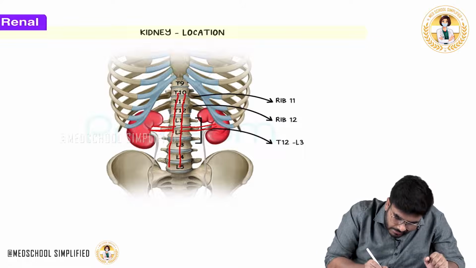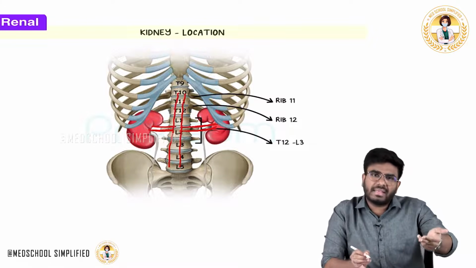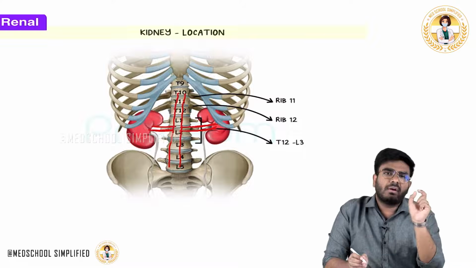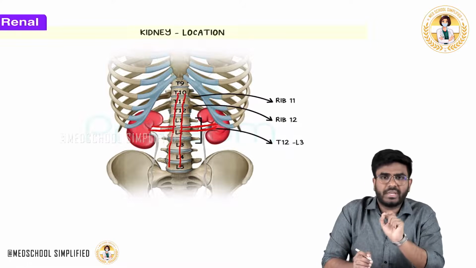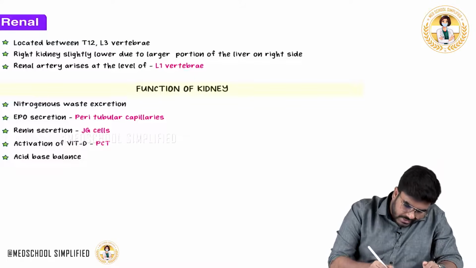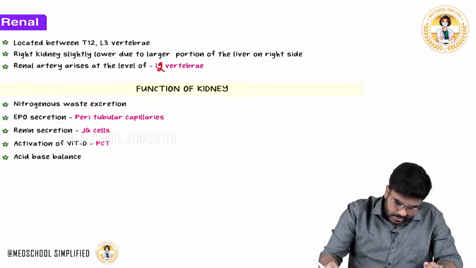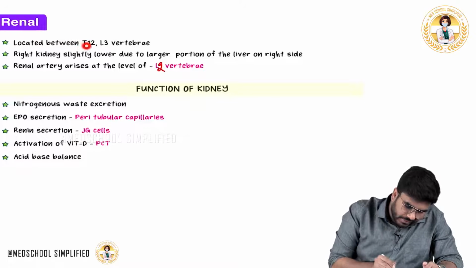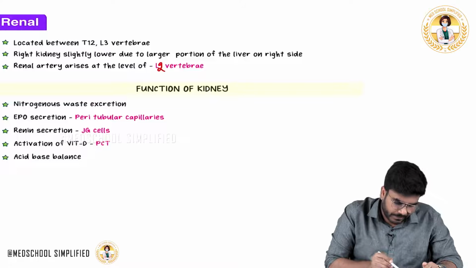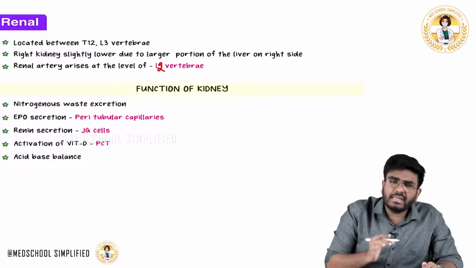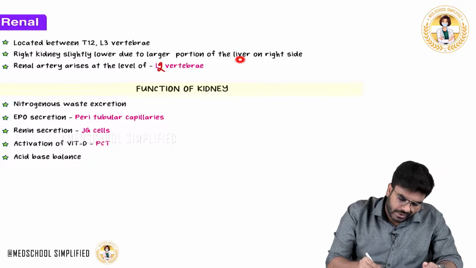So what is the level of the renal artery? The renal artery arises at the level of L2. Actually, it arises at the junction between L1 and L2, so if you have to pick one single answer, it is L2. Please look here, a little correction: it's the L2 vertebra. Kidneys are located between T12 and L3 vertebra, as we have discussed.